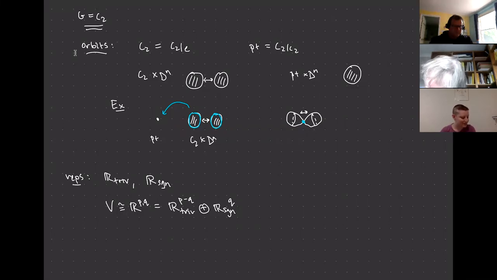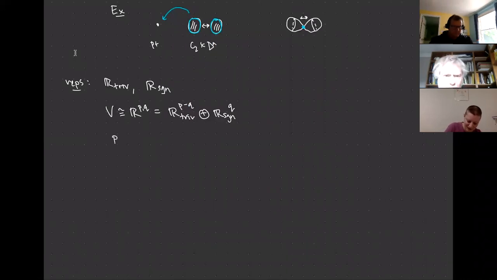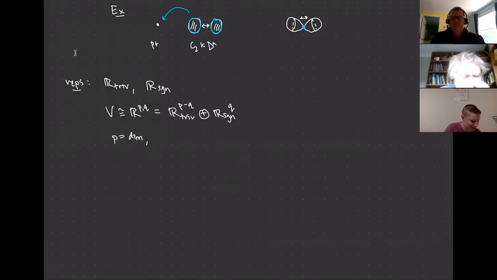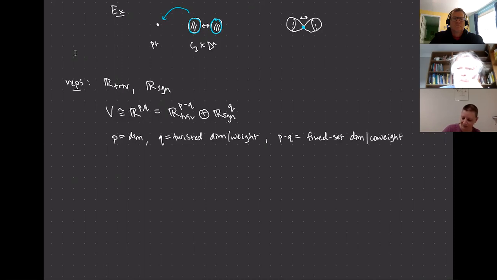Okay, good. So why am I setting things up this way? Well, one, it agrees with the motivic world, but the motivation here is that p tells me the dimension, so I can just read that right off, these sum to p, and q is the twisted dimension, or sometimes it's called weight. And p minus q is the fixed set dimension. So sometimes people prioritize that and make that part of the grading. I've also seen this recently called co-weight. So you might see that.